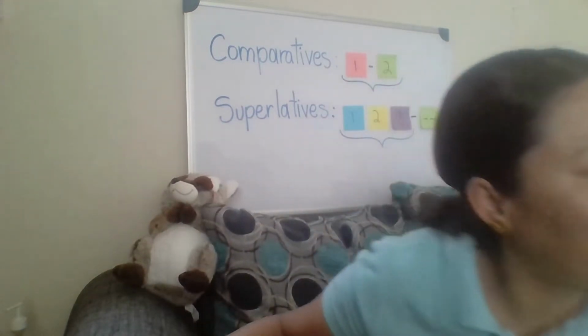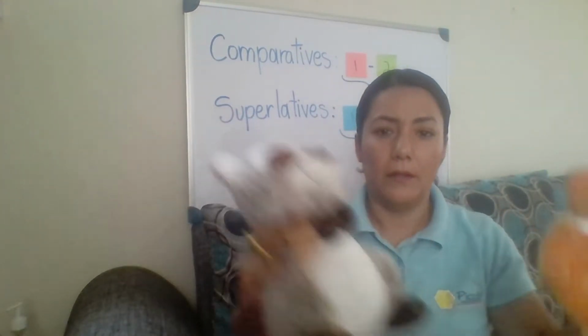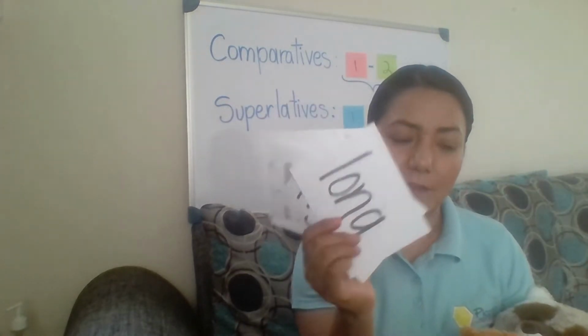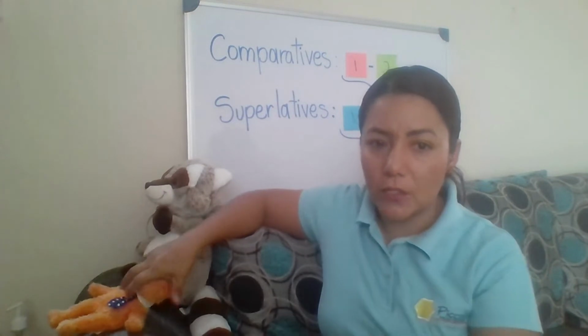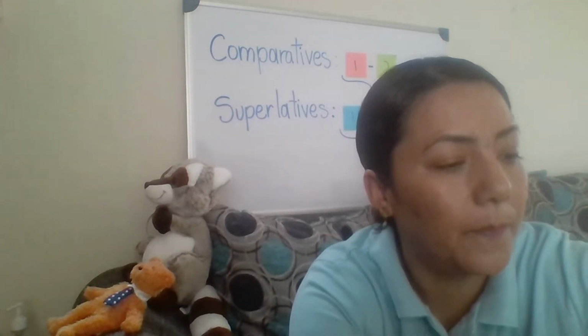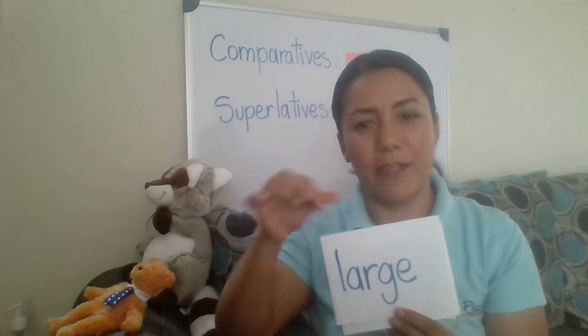For example, if I compare my two toys, first I need to be able to describe them. In order to describe things, we need to use adjectives. Adjectives are very important. So let's start by reviewing some adjectives. Here we go. Can you read with me?